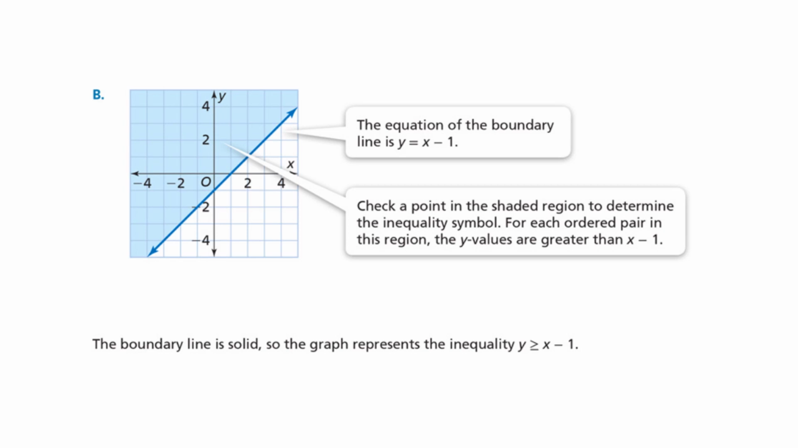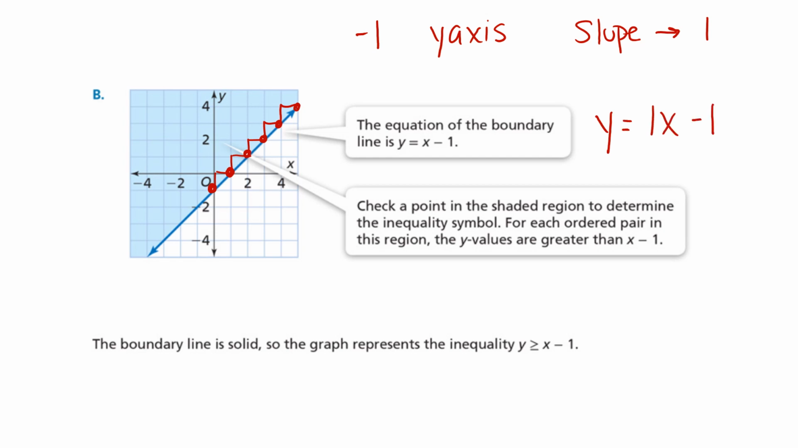For example B, this graph starts at negative 1 on the y-axis. To reach our next point, we would go up 1 and over 1, and up 1 and over 1 to reach the next point. And I can follow that pattern all the way across, meaning my slope is a positive 1. So our general equation would be y equals a positive 1x with a negative 1 starting point.